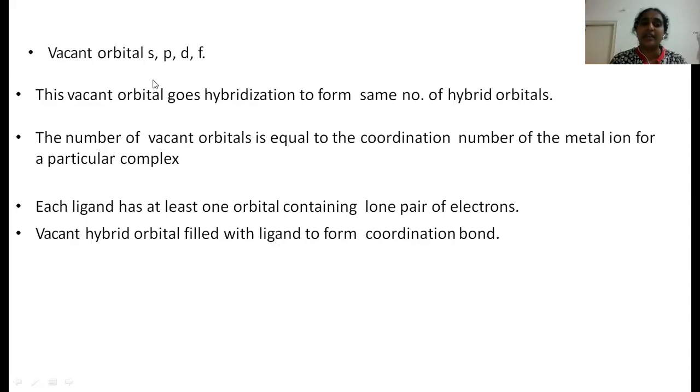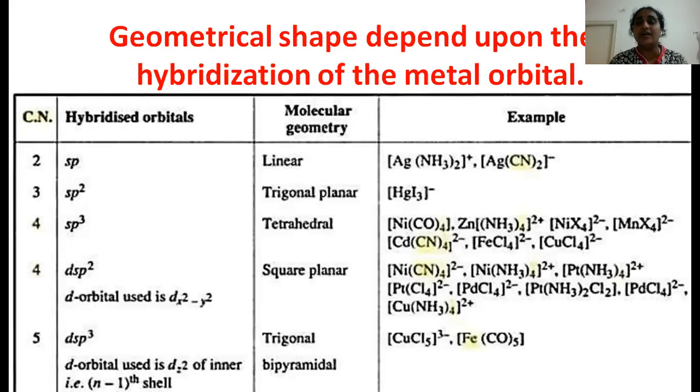Metal has vacant orbitals, and these undergo hybridization in the presence of the ligand and produce the same number of hybrid orbitals. That number of hybrid orbitals is equal to the coordination number of that particular complex. So these are some salient features, the rules of valence bond theory. The geometrical shape depends upon the hybridization of the metal orbitals.